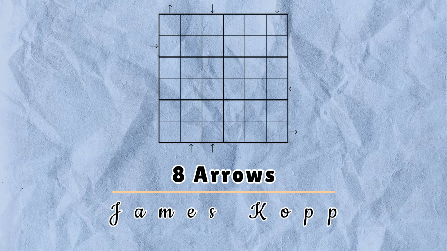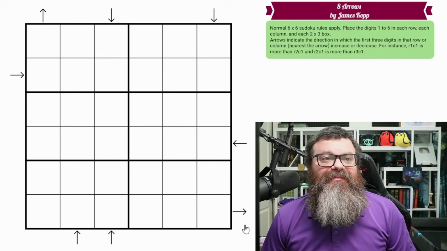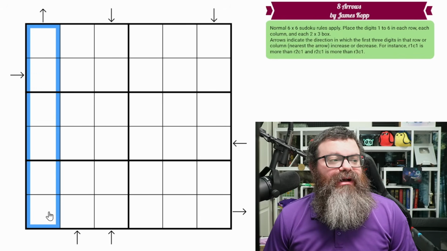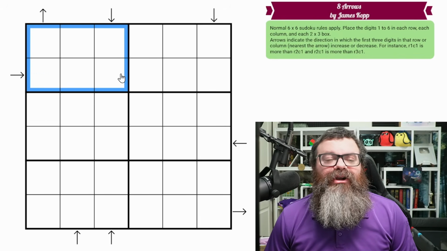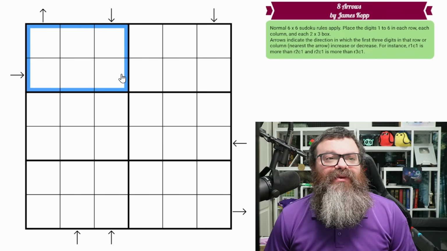Hello, let's continue our Sudoku adventure with 8 Arrows by James Kopp. So we have normal 6x6 Sudoku rules, so in each row, each column, and each 2x3 box, we are placing the digits 1 to 6 exactly once each.